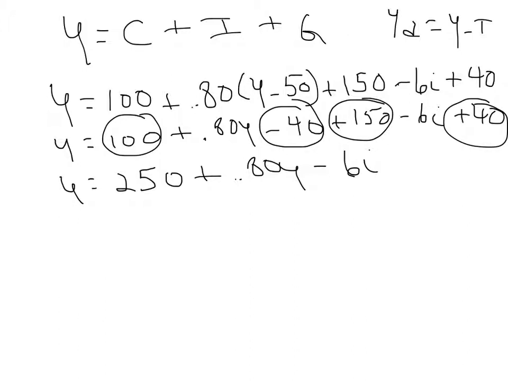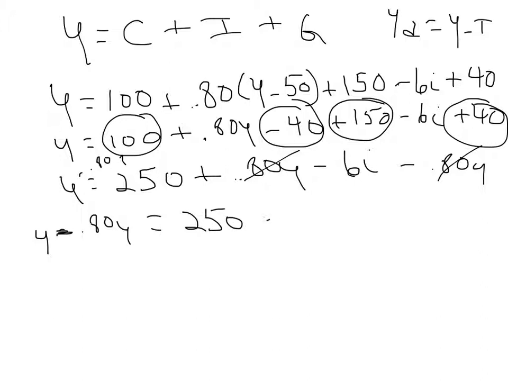Now I'm going to subtract both sides by 0.80Y, and once I do that, this is going to cancel out. So minus 0.80Y, and this will cancel out. I'll write it down again: Y minus 0.80Y equals 250 minus 6I.